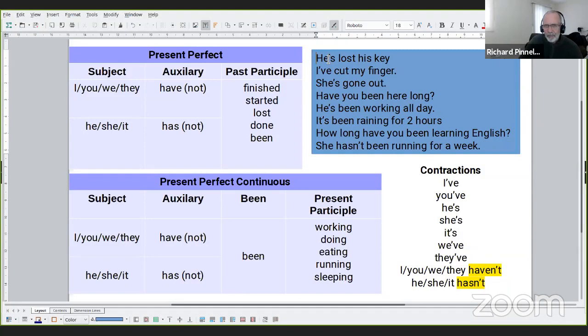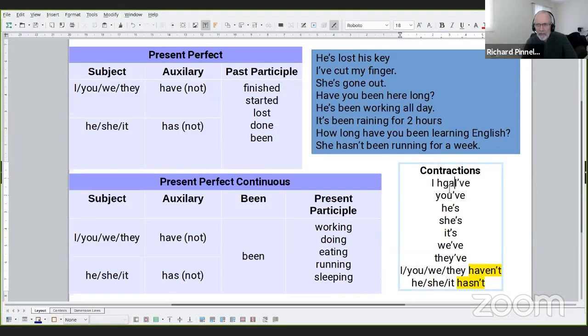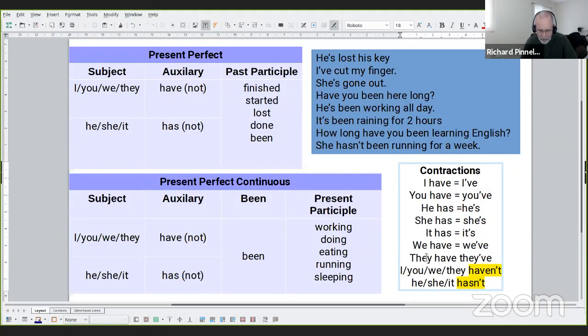Anyway, let's carry on. I've got some examples here. He's lost his key. So we've got some other contractions here that we can use in the present. I didn't put the full thing here. So I have, normally we say I've, and you have, we say you've. Then with the third person, it's he has, it's he's, she has, it's she's, it has. So normally when people speak, they're going to use these contractions. We have is we've, and finally they have, we say they've.